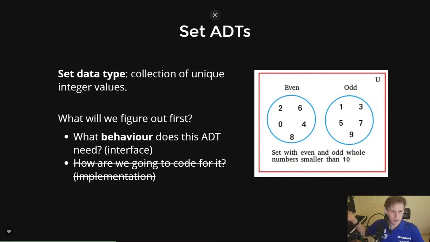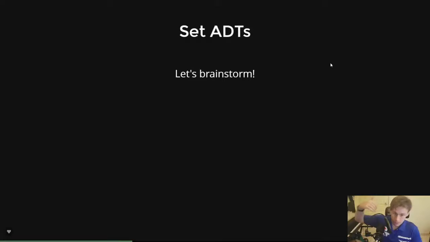Let's brainstorm what operations this set should have. If you were creating a data type that was a set, what operations would you give it? I'll give you the first one: we're going to create a set. Done. Now you give me the rest if you can, just type them in the chat. What other things would you expect a set to be able to do? You want to be able to add a number to a set. This is assuming that it's just an integer set. Yep.